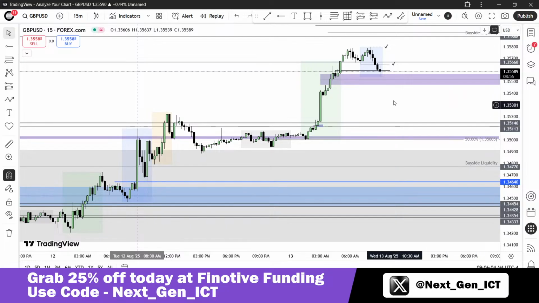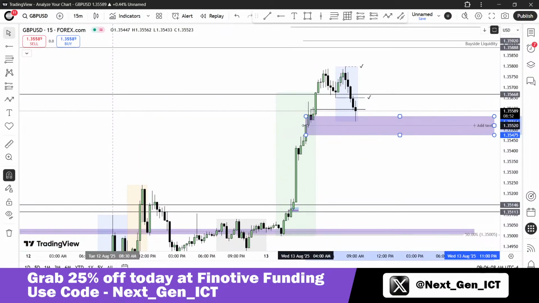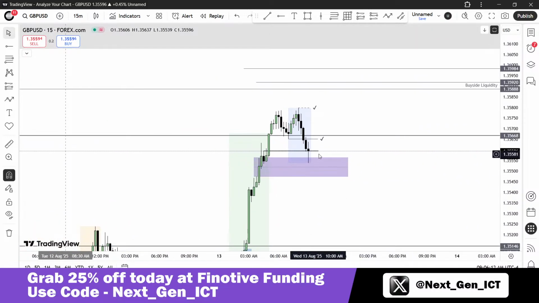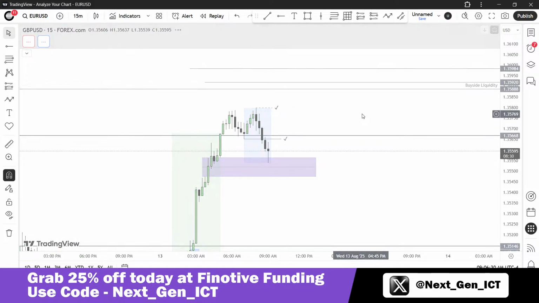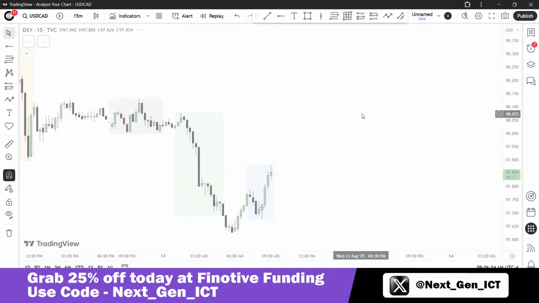Okay, GU also tapped on that hourly BC. This was the hourly BC right here. It tapped on that. So this has no work for us. Maybe I'm gonna skip GU and U for today. Just focus on the USD CAD trade.